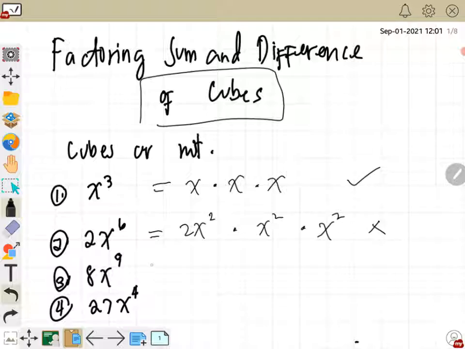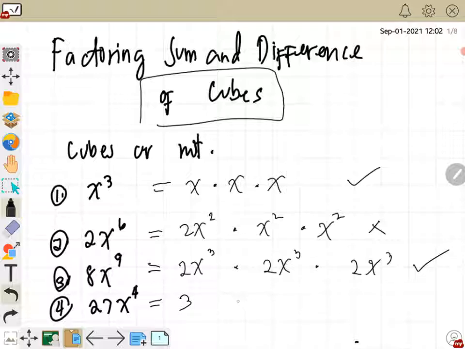Number 3, 8x raised to 9. We can factor 8 into 2 times 2 times 2, and then x raised to 9 we can split into x cubed times x cubed times x cubed, resulting in our factors of 8x to the 9: 2x cubed times 2x cubed times 2x cubed. Since we are able to factor it into 3 the same factors, therefore 8x raised to 9 is a cubic expression.